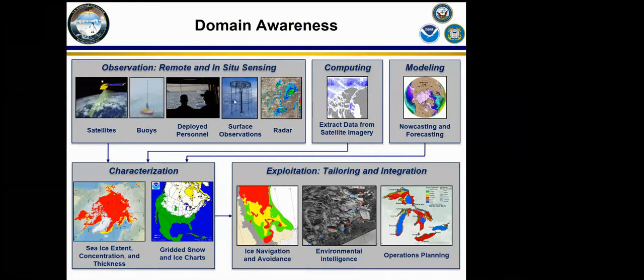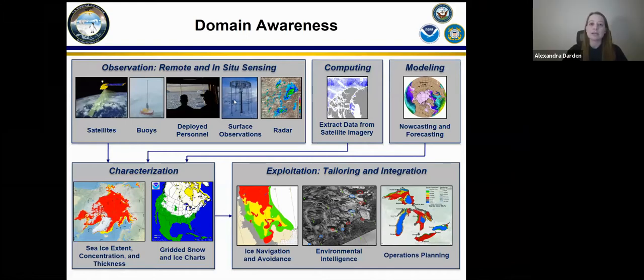So in order to accomplish our mission, we first produce a set of routine daily and weekly products that characterize the state of ice and snow around the world. We then exploit this information to provide tailored and integrated support to our customers. So before we can analyze snow and ice conditions, we must first see the snow and ice.